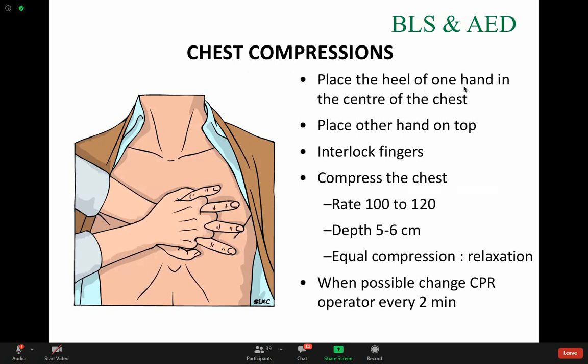Place the heel of one hand in the center of the chest, place the other hand on top, interlock the fingers, and compress the chest. Rate is 100 to 120 per minute. Depth is 5 to 6 centimeters through the chest. Equal compressions and relaxation. When possible, change CPR operator every 2 minutes.